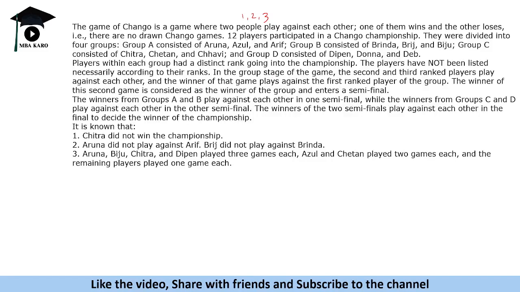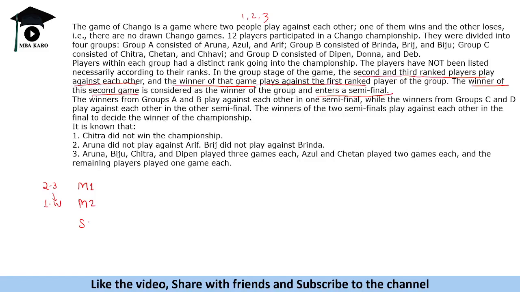The group stage of the game, now this is important to understand because you need to understand the rules. So group stage of the game, the second and the third rank players play against each other. Okay, and the winner of that game plays against the first rank player of that group. So each group will have 2 matches. So first match will be rank 2 and 3. Okay, second match will be rank 1 versus winner. Okay, then we are given that the winner of this second game is considered as the winner of the group and enters semi-final.